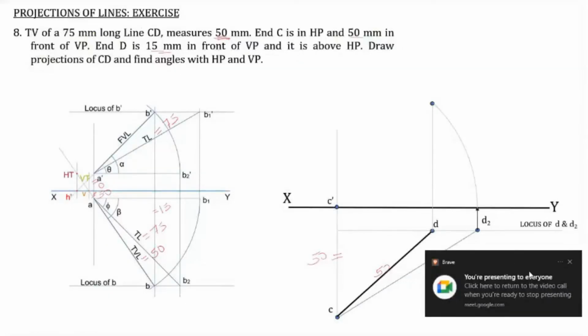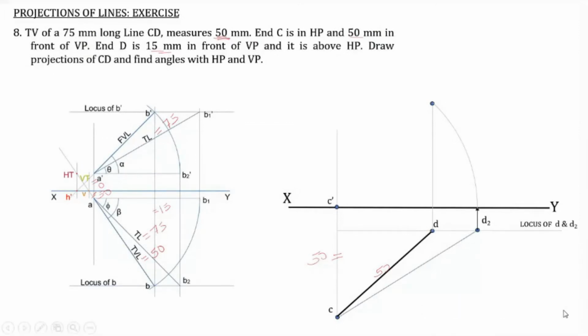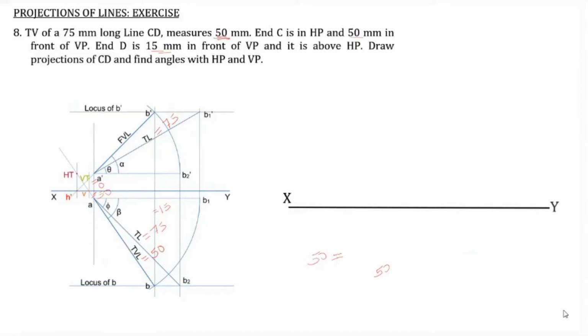Okay, so let's start from scratch. That's better, I hope. First we draw the XY line. Then we mark the projector of C, and in the projector of C we first mark C dash.